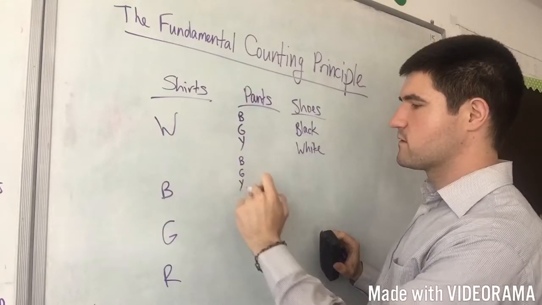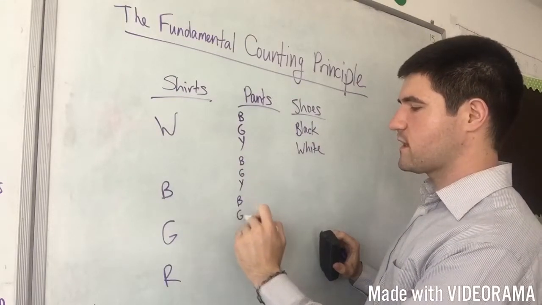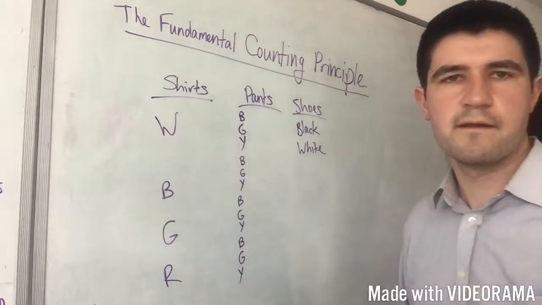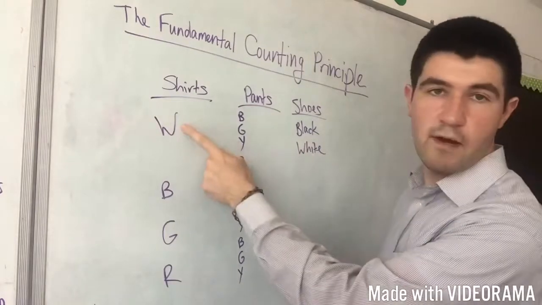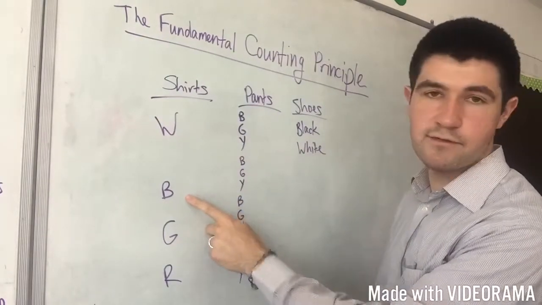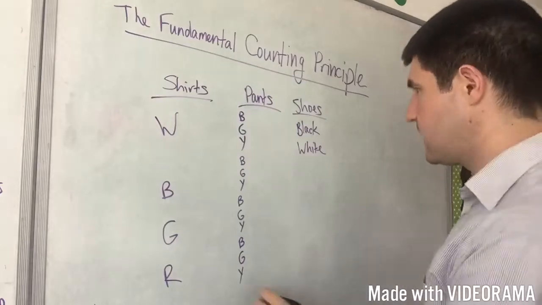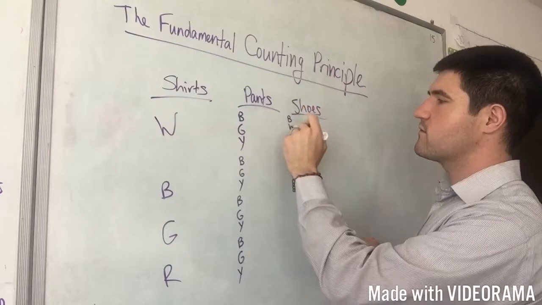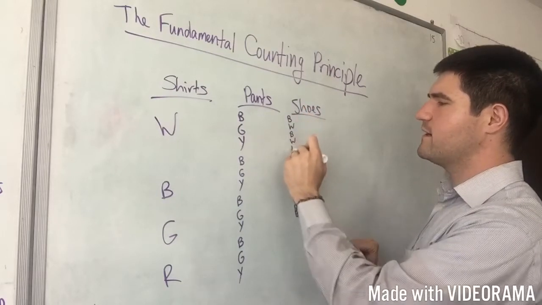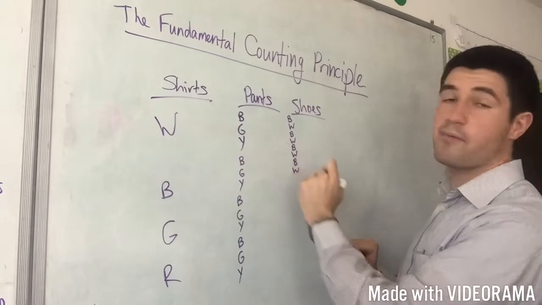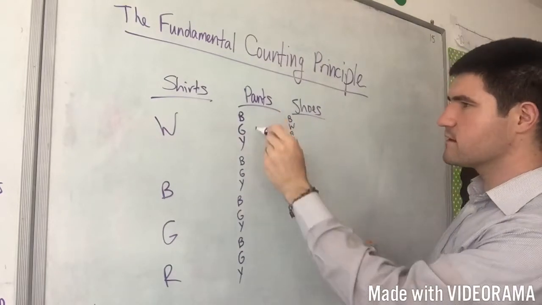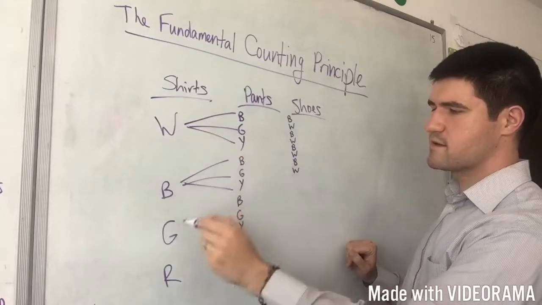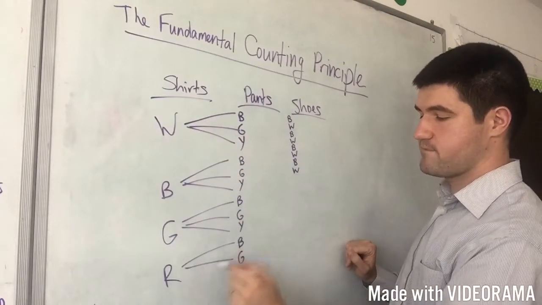And I'm going to write this for all the different shirts I could wear. This basically represents the fact that I could wear blue, green, or yellow pants with a white shirt, with my black shirt, with my gray shirt, or with my red shirt. And then for the shoes, my 2 options are black or white. And this gets a little tedious, but I promise you it'll all be worth it. So this will go with this, or this, or this. You get the idea.